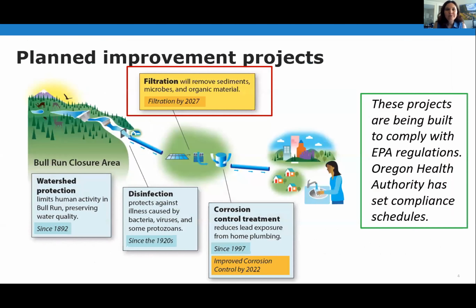So in terms of the planned improvement projects, there are 2 main ones that I'd like to share with you. One we'll just glance at, and the other one will be the focus. So the top one is the filtration facility that we'll be building. It will remove sediments, microbes, and organic material. And we're under a compliance order by the Oregon Health Authority to have filtration online by September 27. Another project that we have also for a compliance order is our corrosion control treatment to reduce lead exposure from home plumbing. That will be online by 22.